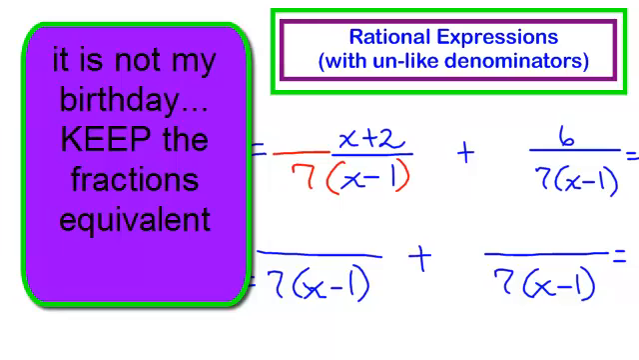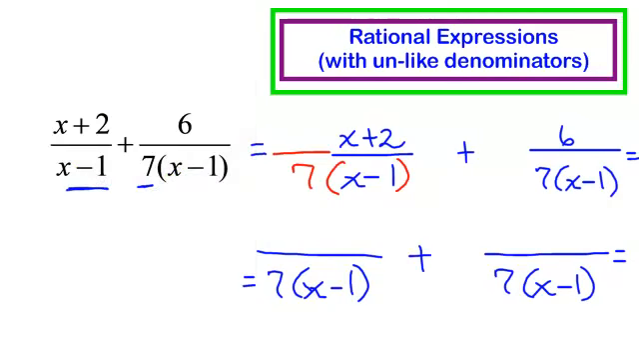I know you're saying it. You're saying, it's not your birthday. I can only multiply that if I want to keep that fraction equivalent. 7 over 7 is just 1. And 1 times anything is just that thing. 1 times love algebra is just love algebra.